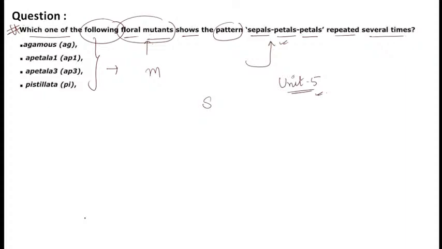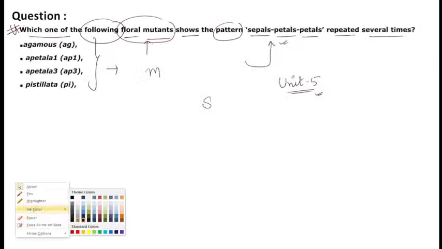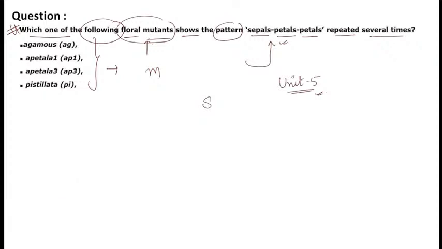Okay, so let's check the answer. Answer for this particular question is option number A. Very good, Arup, Selva. Okay, now let's try to understand the complete scenario behind this.